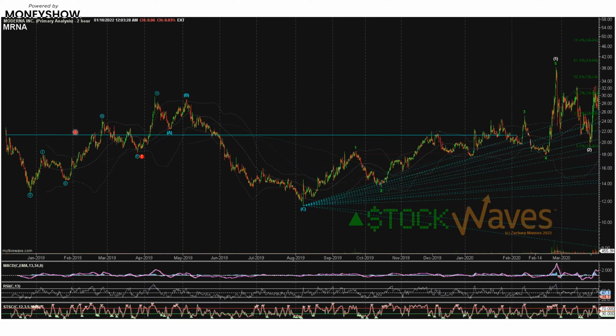MRNA, here's another one where we didn't get the initial spike higher. We filled out something of a corrective retrace, but then got 5 waves up to a higher high over that initial price where it came on the exchange in the 21s.